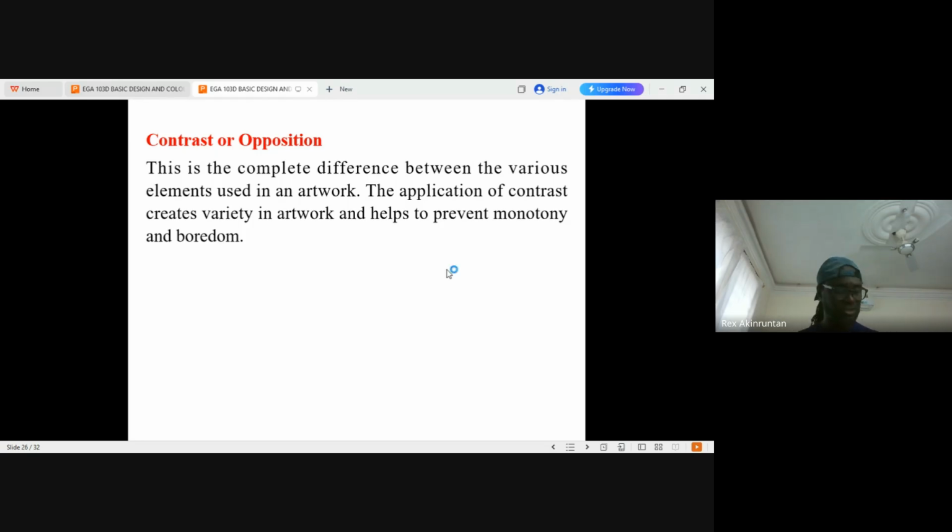The surface is smooth here, and it is rough here. That's contrast. One part of this is smooth, one part of this is rough. That's contrast. Okay, so in terms of texture, yes.